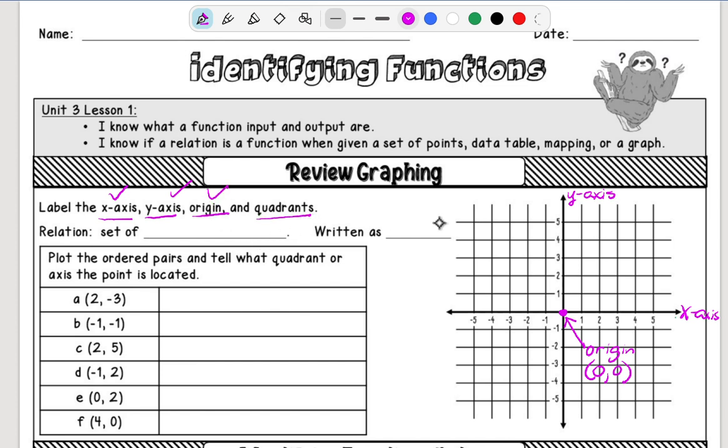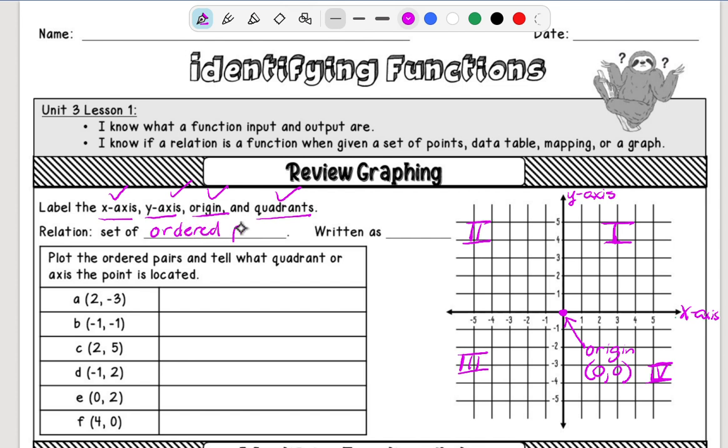So let's go label our four quadrants. Right here, this would be quadrant 1, and they label them in counterclockwise order. So this is quadrant 2, this is quadrant 3, and then this is quadrant 4. So we labeled all of that. Let's see, so a relation is simply going to be a set of ordered pairs.